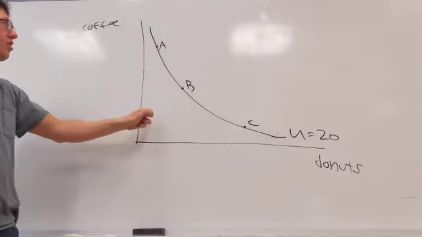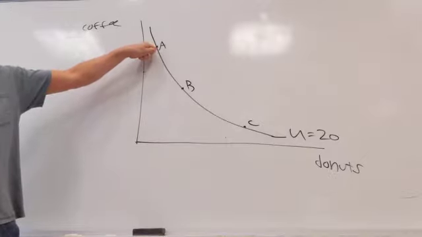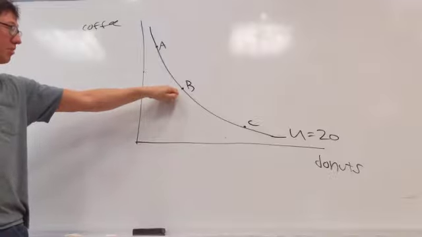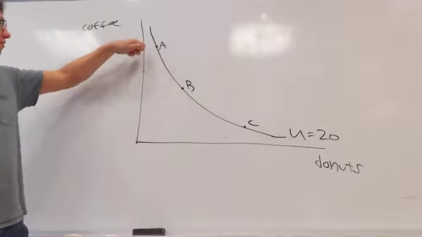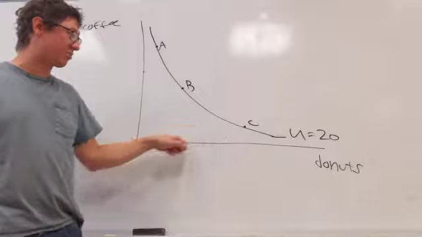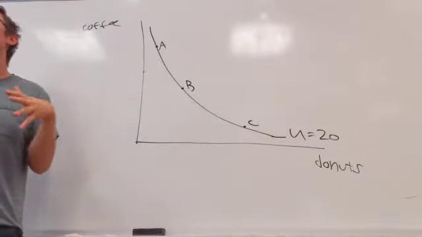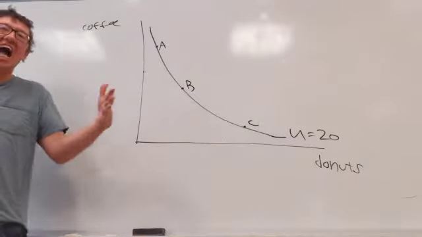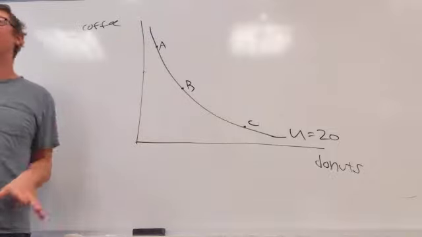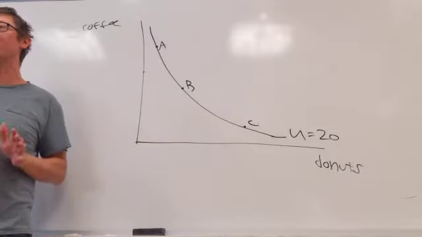Got not very many donuts, but tons of coffee. B's got a little bit of both, less coffee but more donuts. C's got a ton of donuts but very little coffee. I'm like, yeah, but which one do you want the most? Which one would make you most happy? They're like, it's just like they're all the same to me. Like I would be equally happy with all of those.